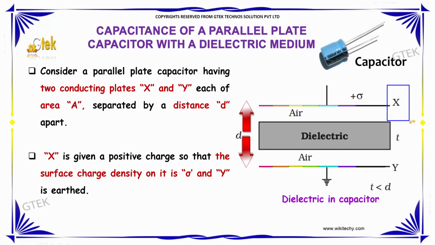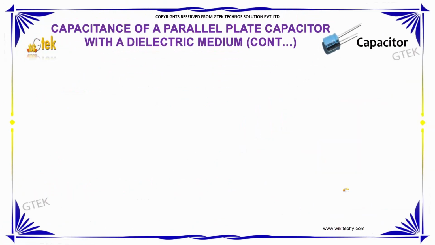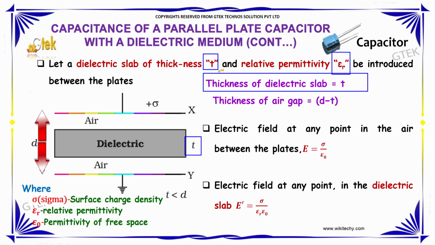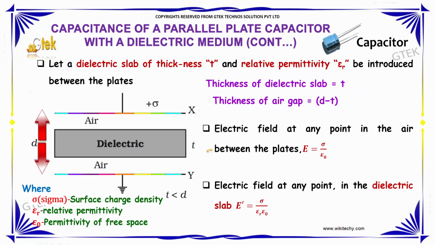Here X is given a positive charge, so that the surface charge density on it will be sigma, and Y is earthed. Let a dielectric slab of thickness T and relative permittivity epsilon r be introduced between the plates. The thickness of the air gap will be D minus T.